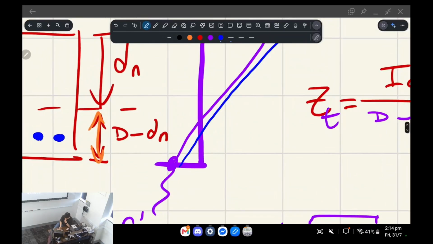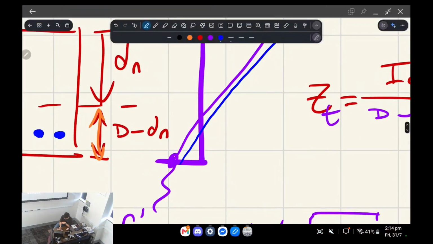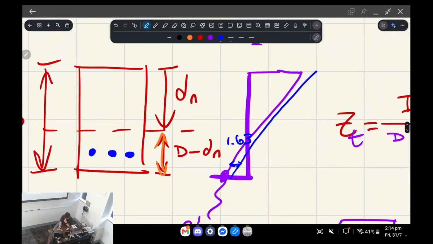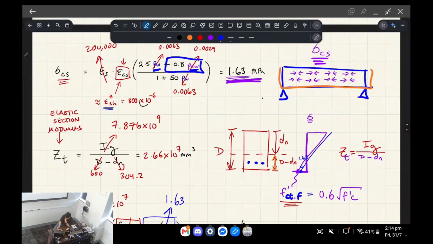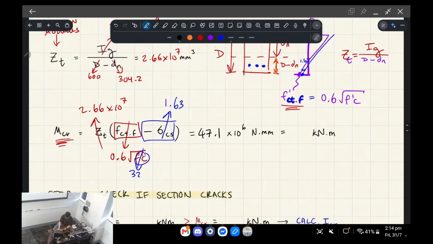Okay, so that shift distance from here to here is 1.63. So it's actually going to crack here, at that stress. This gives us 47.1 times 10 to the 6 Newton millimeters. And if we convert this to kilonewton meters, we get this.